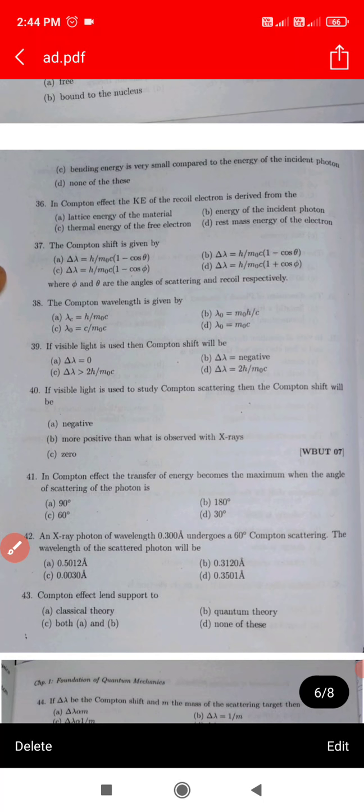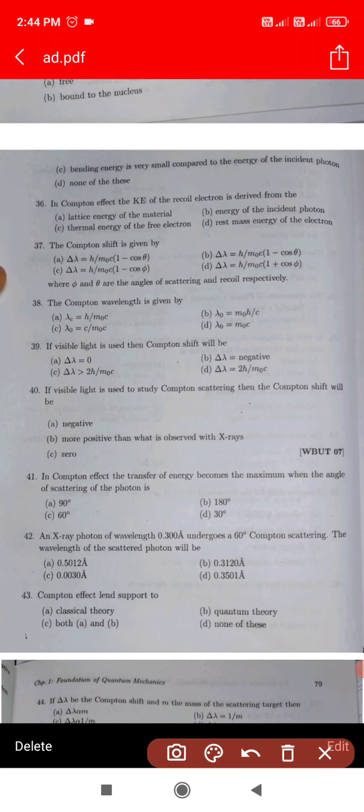Next, 36th question: in the Compton effect, the kinetic energy of the recoil electron will be derived from the energy of the incident photon. B is the right answer, not for D. B is the right answer.